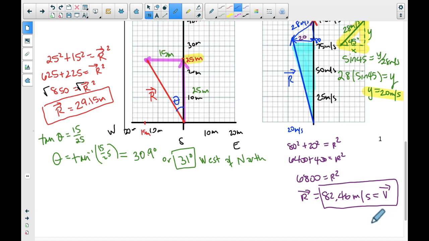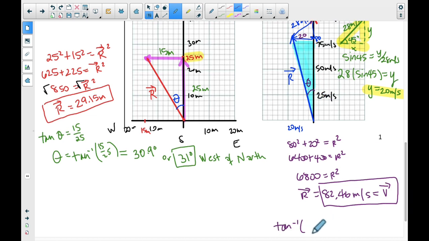The next thing we need to know is, what is the angle? Once again, we're going to figure out what this theta is. So I'm going to go back to the inverse tangent like I was doing before. Opposite over adjacent would be 20 over 80. So I'm going to do the inverse tan, and I'm going to come up with my degrees. When I do that on my calculator, I come up with 14 degrees west of north.